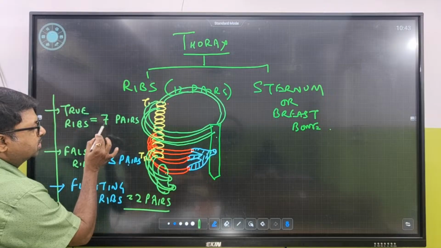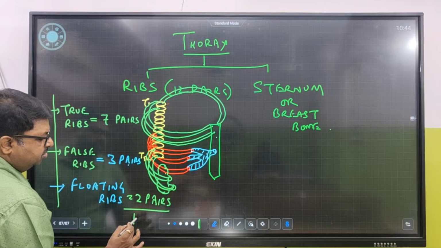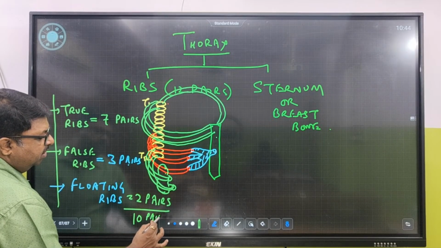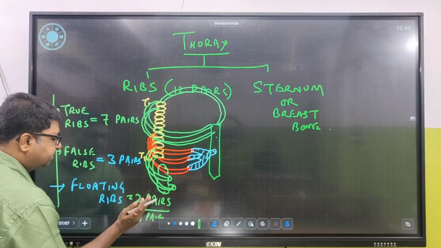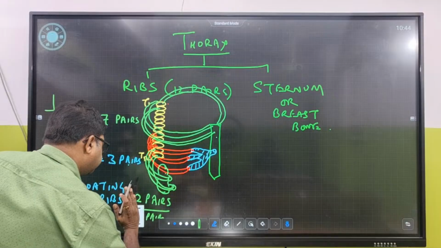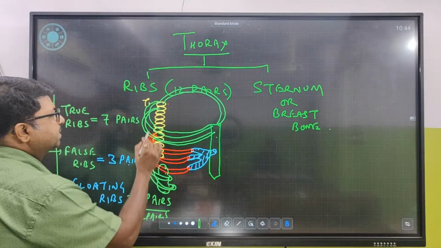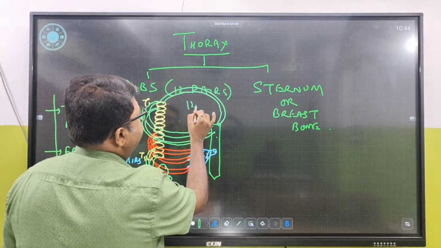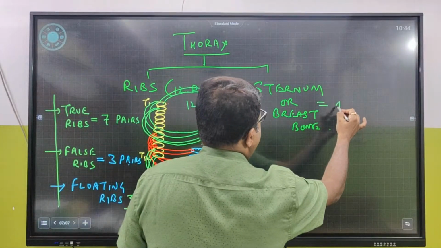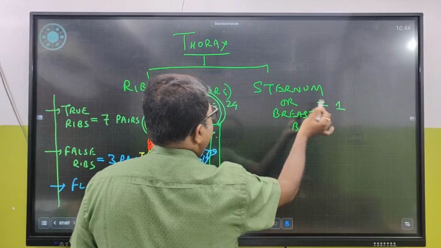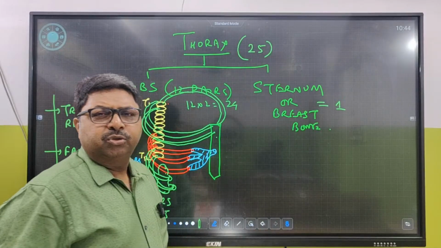So in total, 7 plus 3 plus 2, there are 12 pairs of ribs present. So 12 pairs means 12 into 2 is equal to 24, and only one sternum is there, that is 24 plus 1. So in total, the thorax is having 25 bones.